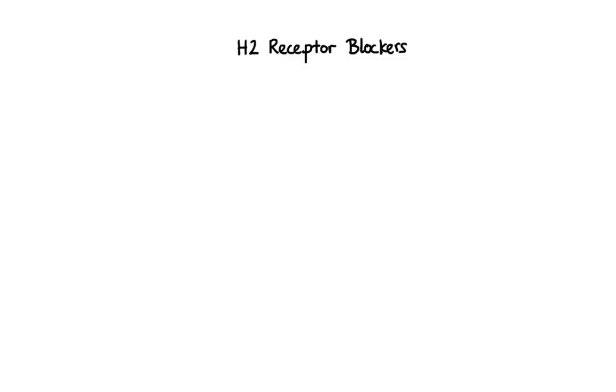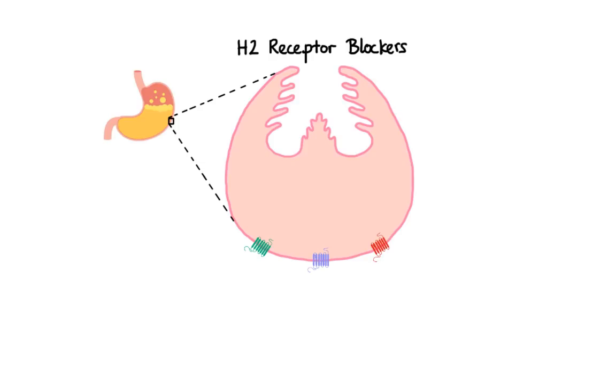Now, before we end, let's quickly discuss histamine type 2 receptor blockers, also called H2 antagonists. In order to understand how these drugs work, first we need to take a closer look at their primary target, that is acid-producing parietal cells of the stomach. The parietal cell has three types of receptors which control acid production, that is acetylcholine receptor, gastrin receptor, and histamine H2 type receptor.